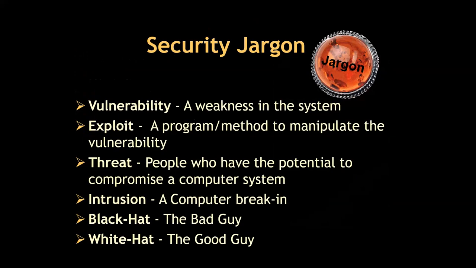So vulnerability is a weakness in the system. It could be either a software bug, a design flaw in the hardware, or any kind of weakness in the system, application or network that can be exploited by attackers to gain access into the system. An exploit is actually a program that will manipulate that vulnerability to give you unauthorized access to the system.